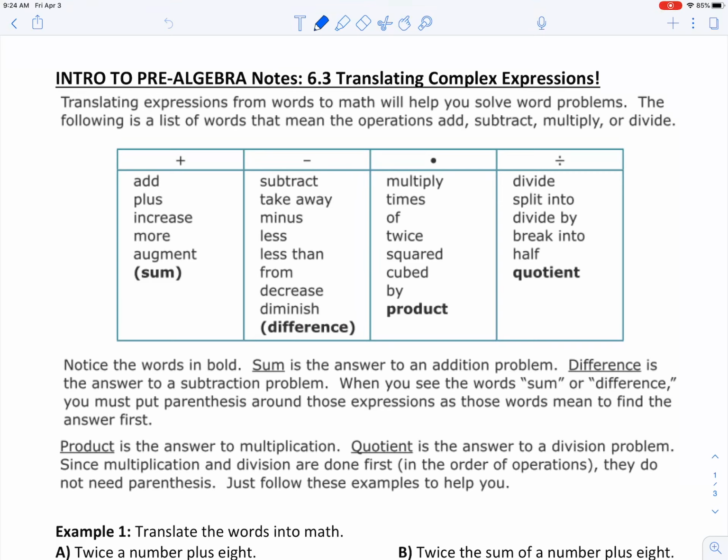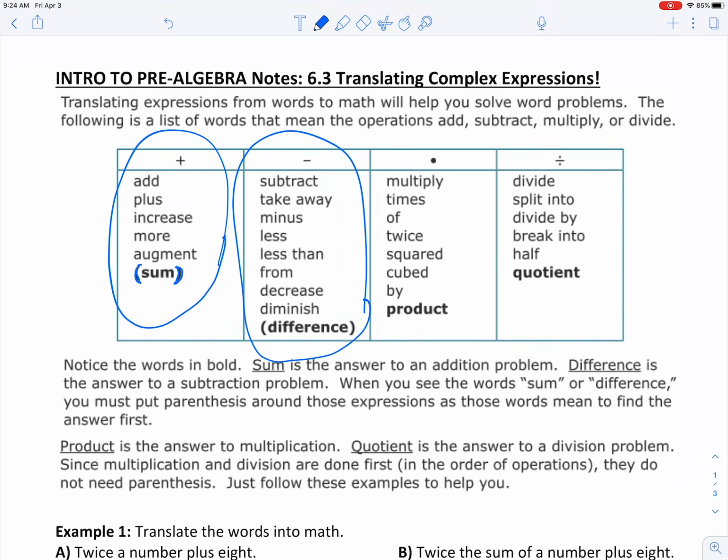Right, so I'm going to read this list to you. It was the same list that we saw in our lesson 6.2. So all of these words mean to add. We have add, plus, increase, more, augment, and sum. And when we see the word sum or hear the word sum, we often put parentheses around it.